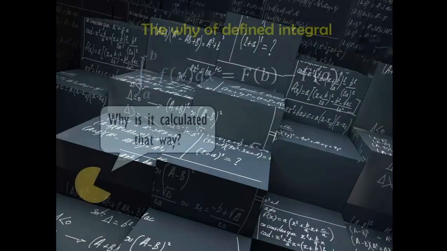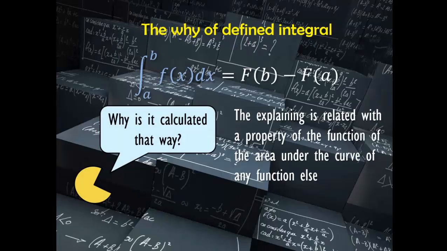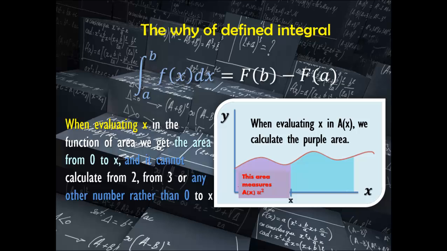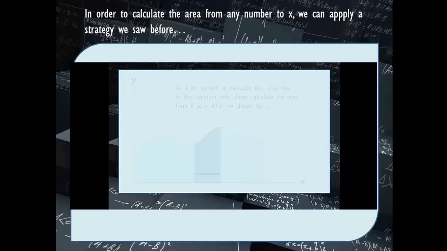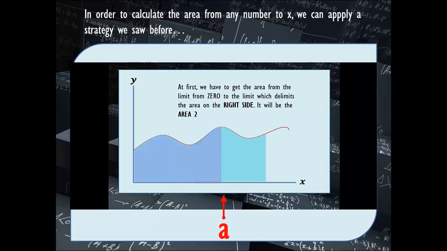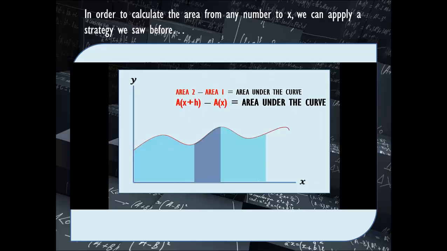Why is the defined integral calculated the way it is? As I explained before, if we evaluate x in our area's function, the result was the value of the area from 0 to x. To troubleshoot this issue, we can apply the strategy we've talked about before. We call the value of x which delimits from the left side the area we want to calculate a, and the value of x which delimits from the right side will be known as b. If we calculate the area up to b and we subtract the area up to a from it, we obtain the area of our interest.